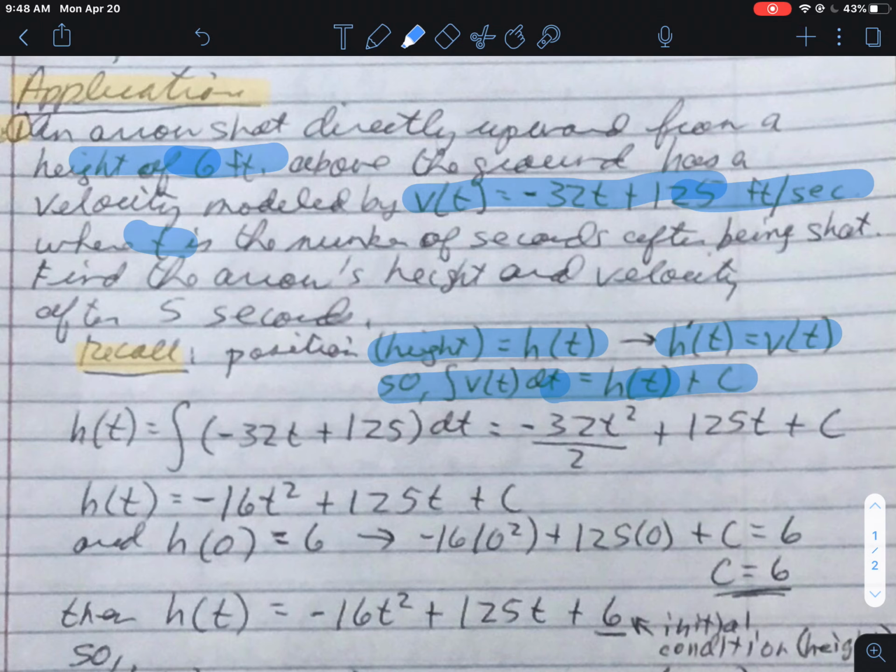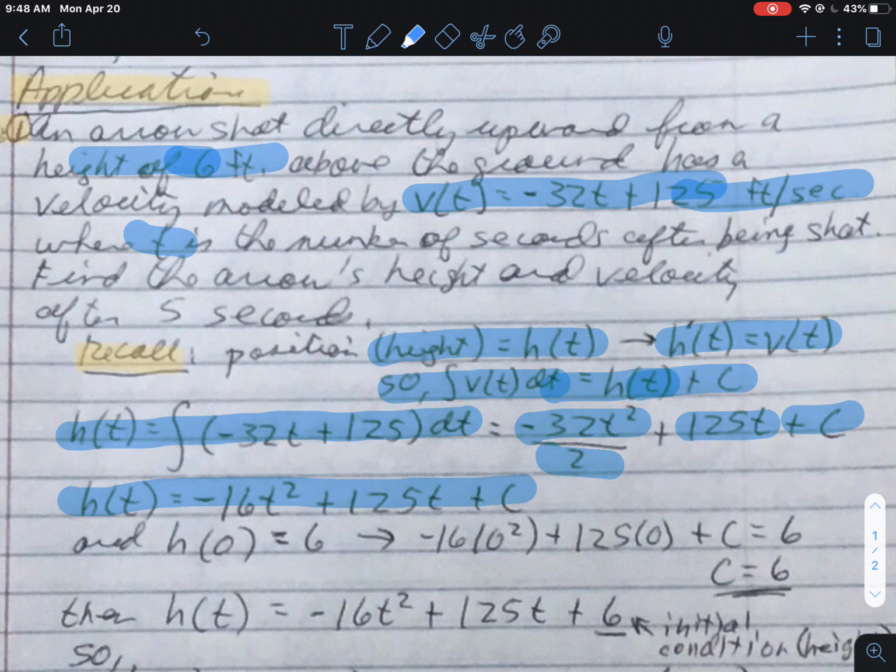So if I'm looking for the height and the velocity of our arrow, I have the velocity function, that's not an issue, but I need the height function. So what is the height of our arrow? Well, the height of the arrow, h of t, is the integral of our velocity function, negative 32t plus 125. That's a nice little power function, so I'm just going to use the power rule: negative 32t squared over 2, increase by 1 and divide, plus the antiderivative of our constant 125, which would be 125t, plus c. There's our arbitrary constant. So h of t, simplifying, is negative 16t squared plus 125t plus c.